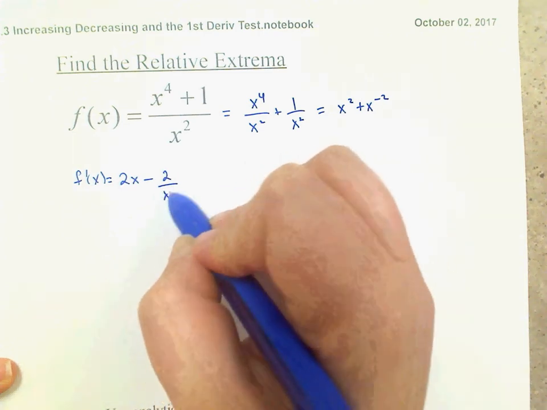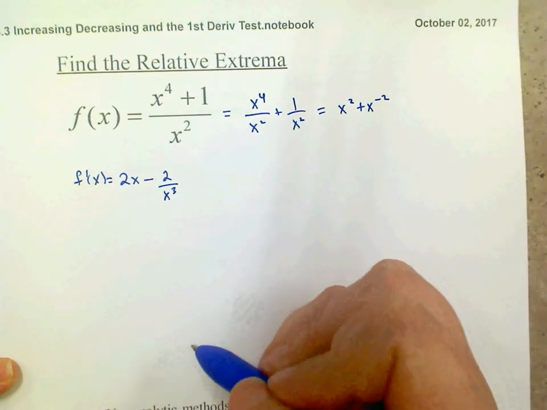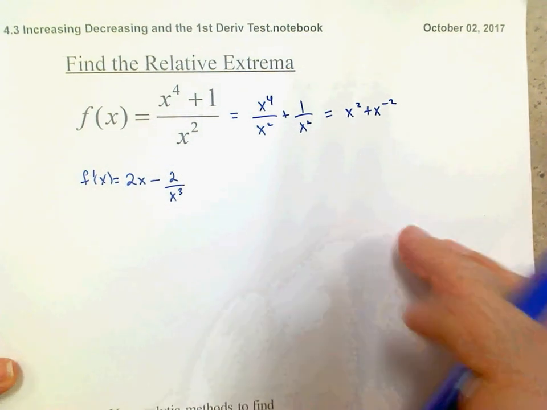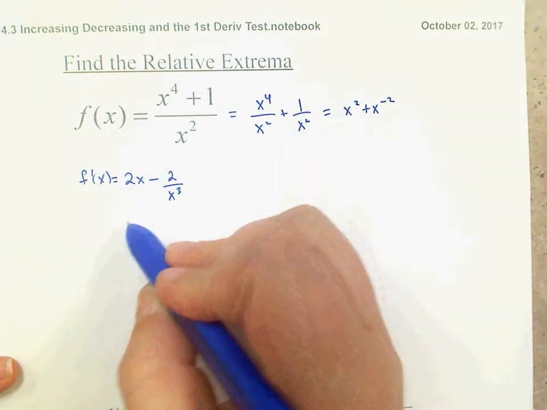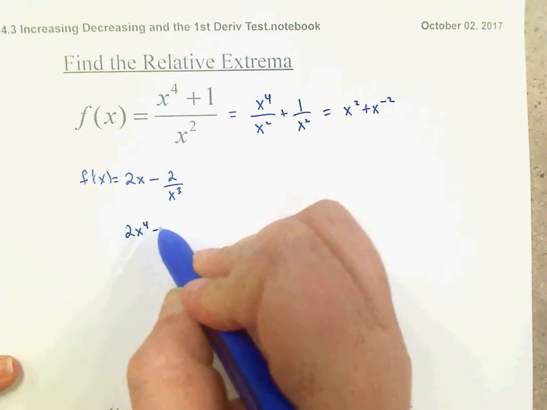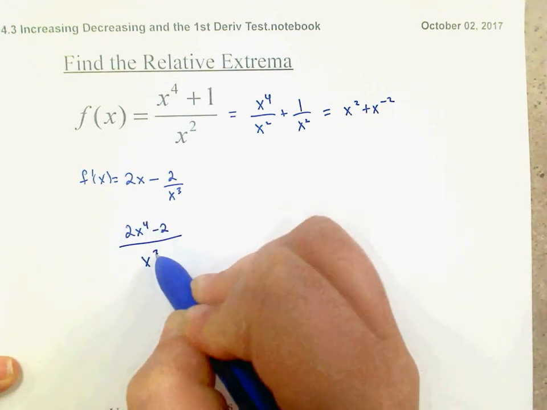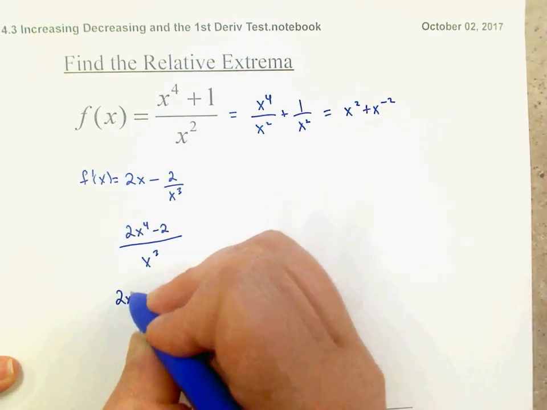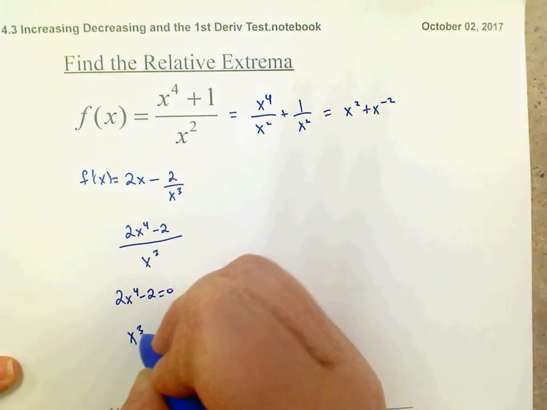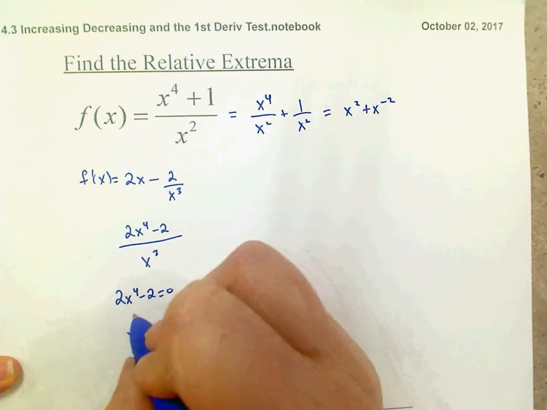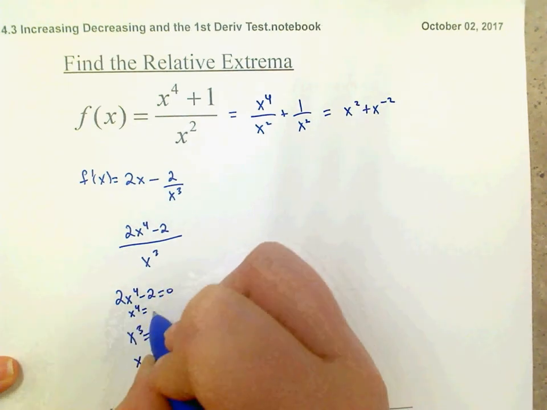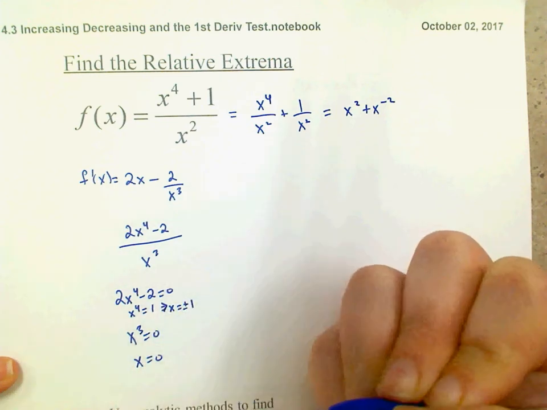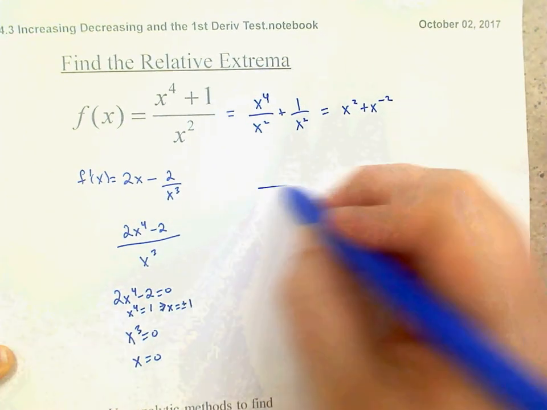Okay? Now I need to have one fraction, so I can have a numerator and denominator. So I'm going to multiply by the common denominator, which is x cubed. So 2x to the 4th minus 2 over x cubed. And I want to know when this equals 0 and when it's undefined. So I need to know when 2x to the 4th minus 2 equals 0 and when x cubed equals 0. So that's just 0. This is just when x to the 4th, add 2, divide by 2 is 1. So x equals plus and minus 1. Okay? So I've got 3 critical points: negative 1, 0, positive 1.